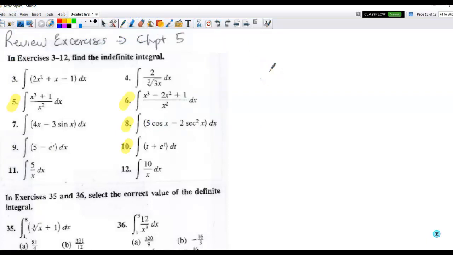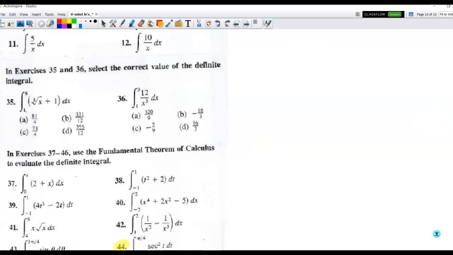Problem number 10. Another normal problem. It requires no manipulation of any kind. The antiderivative of t is t squared over 2. The antiderivative of e to the t, which is our favorite function of all, because the antiderivative is e to the t. Don't forget the c. All right, let's see what our next problem is.